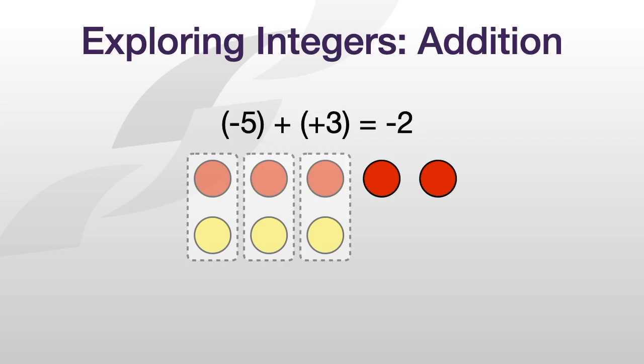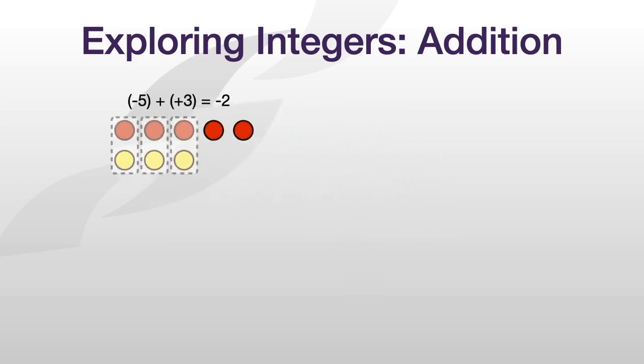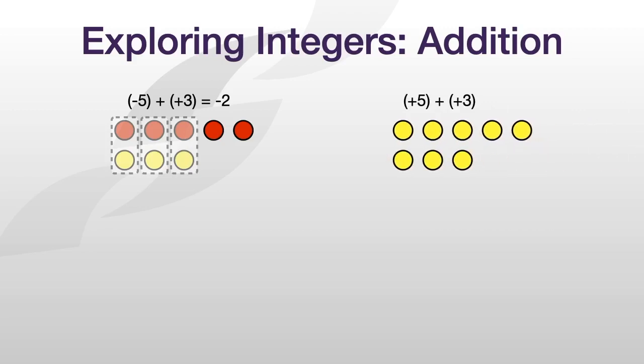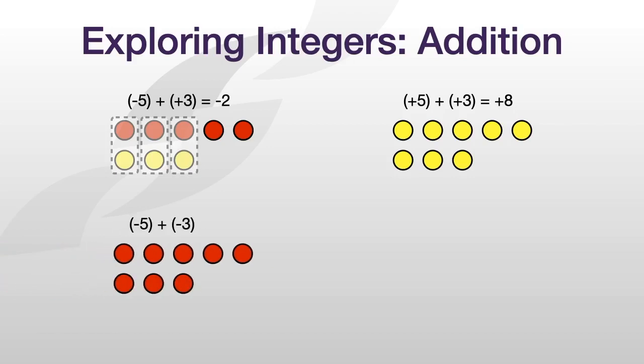What happens when we play with the signs of the numbers? +5 plus +3 can be modeled by joining 5 yellow counters with 3 yellow counters. The result is 8 yellow counters, or +8. This isn't surprising. After all, we already know that 5 plus 3 is 8 from our understanding of adding whole numbers. Similarly, -5 plus -3 can be modeled by joining 5 red counters with 3 red counters. This time, the result is 8 red counters, or -8. Only the color has changed from the previous equation.